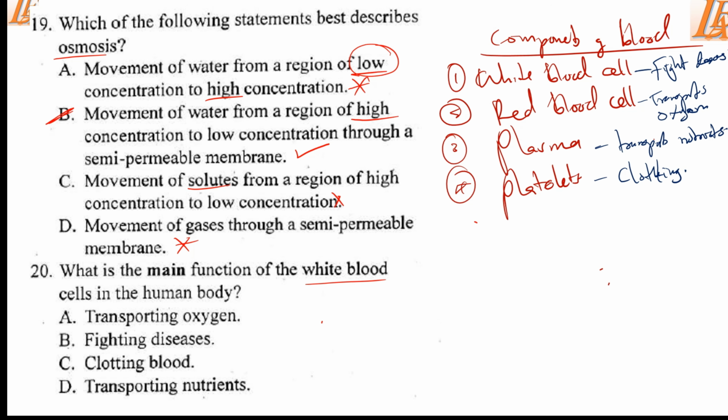A, transporting oxygen. This one we have said is for the red blood cell. B, fighting diseases, this is correct. This is for the white blood cell. C, clotting, this one we have said is for the platelets. And D, transporting nutrients, this one we have said is for plasma. So the correct answer here, the function of white blood cell is to fight diseases.